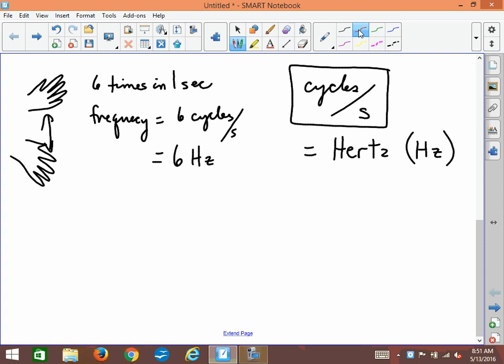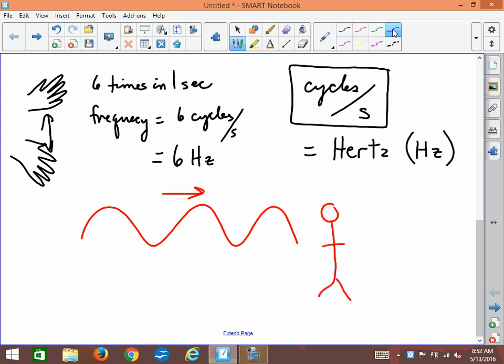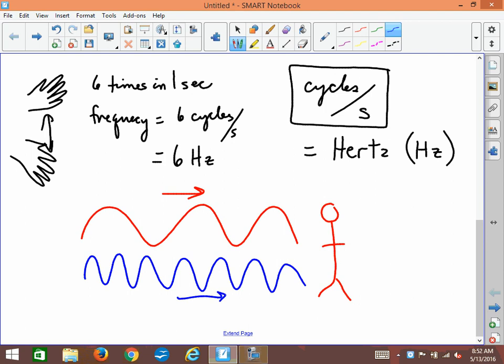I'll draw 2 waves again. Our red wave. Let's say this wave was moving this way towards you, and you were standing here. This is where you'll be. And then our blue wave, I'll put the blue one underneath. Another way of thinking about frequency is if you were standing here and these waves were moving towards you, how often would you get hit by one of the crests? In the red wave, you could see that you would get hit by a crest and it would be slower. 1 crest, 2 crests, 3 crests.